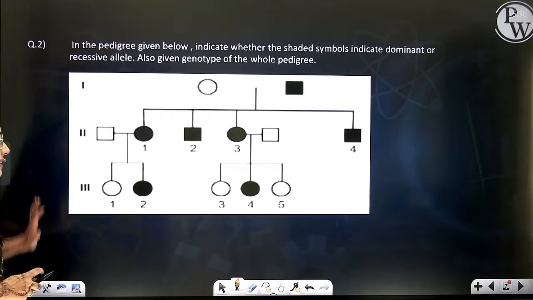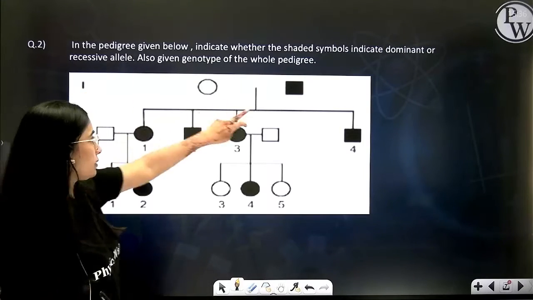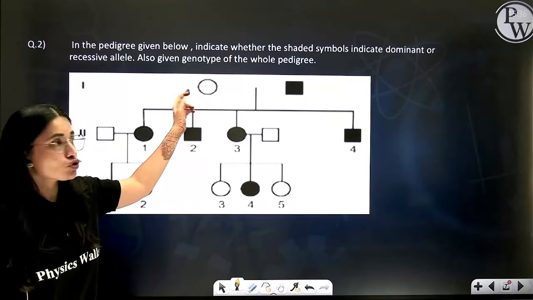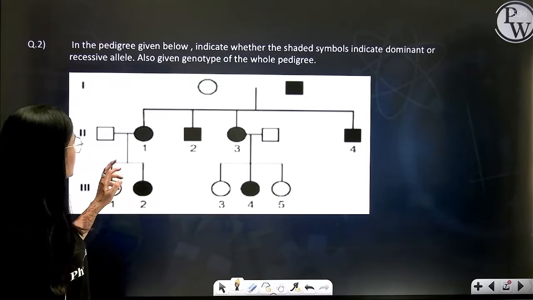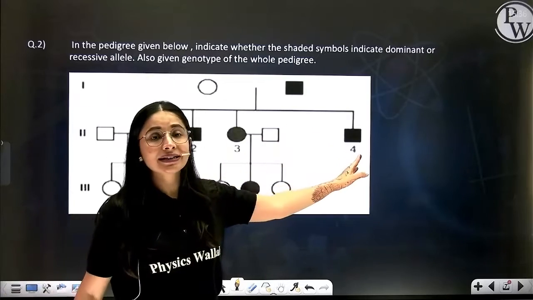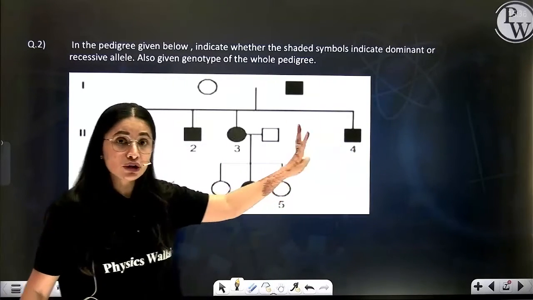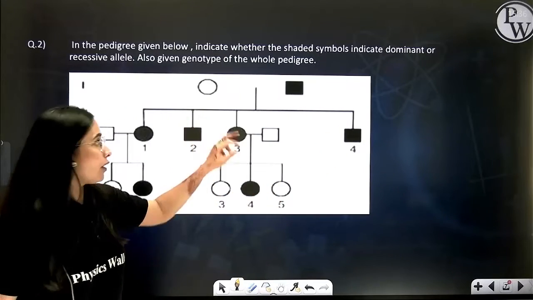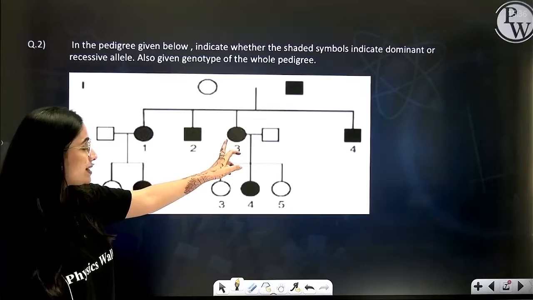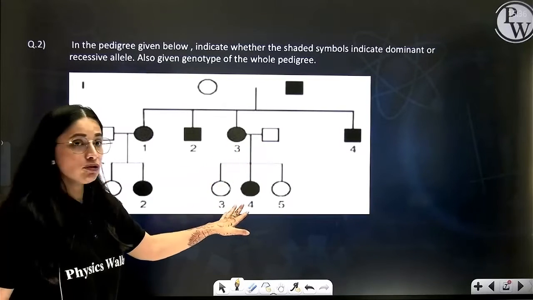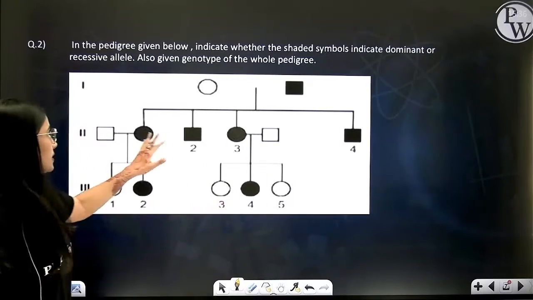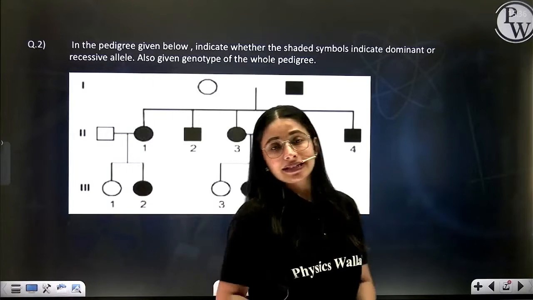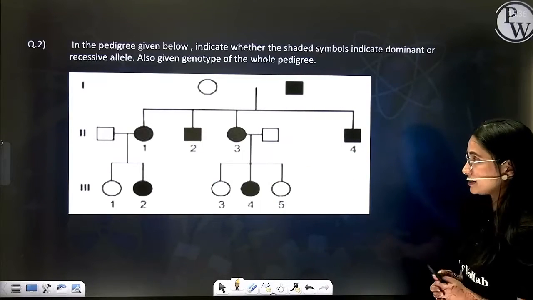Okay, now again 3 generations are given. In the first generation you can see one male, that is the father, is diseased but the mother is normal. In the second generation you can see all the offspring are diseased. They are having 4 children, 1, 2, 3, 4. All are diseased. Now in the second generation, the diseased female marries a man, producing a mixture of offspring. Same thing you can see in the first offspring as well.